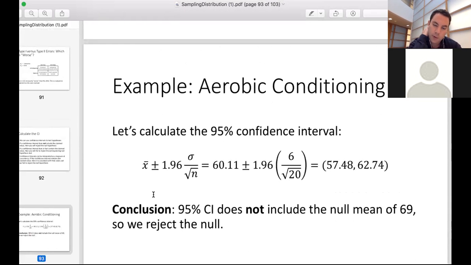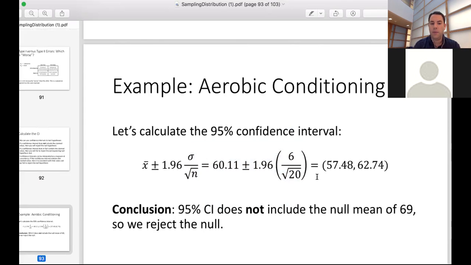So we calculate what the 95% confidence interval is based on our sample data by taking our sample mean and adding and subtracting the z statistic 1.96 times the standard error, the sigma divided by the square root of n, which is 6 over the square root of 20. So in this case, we have a sample size of 20. We find that the standard deviation is equal to 6.